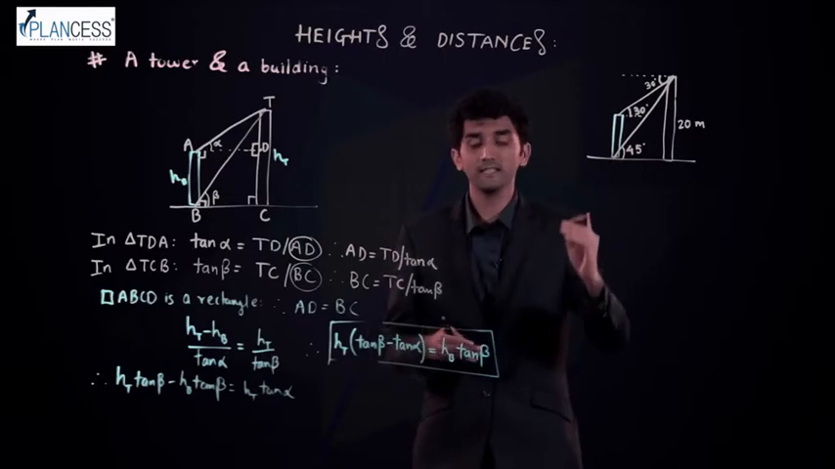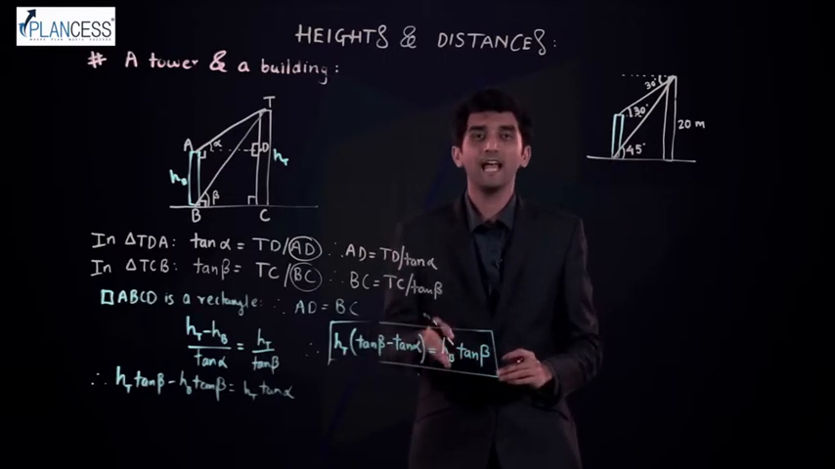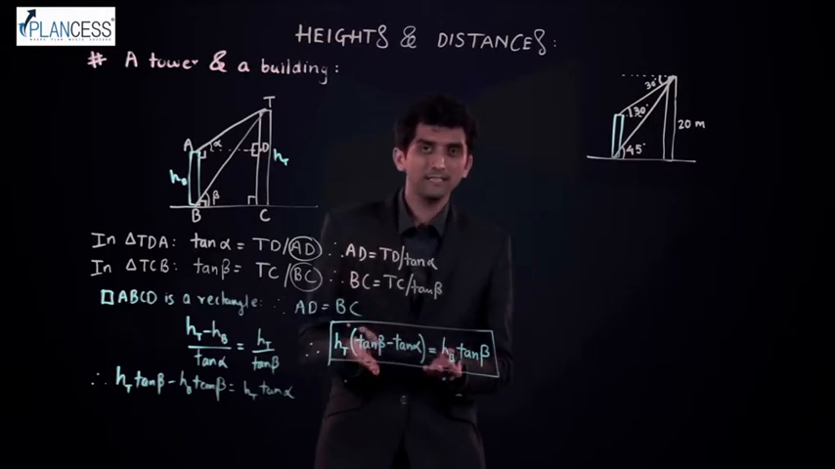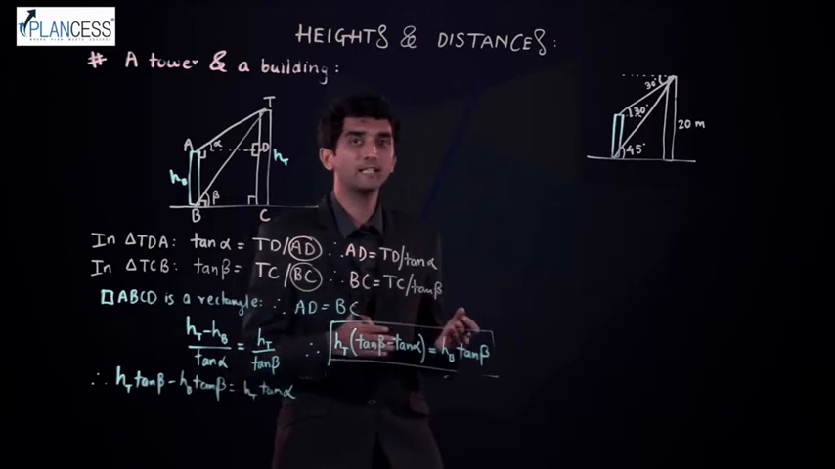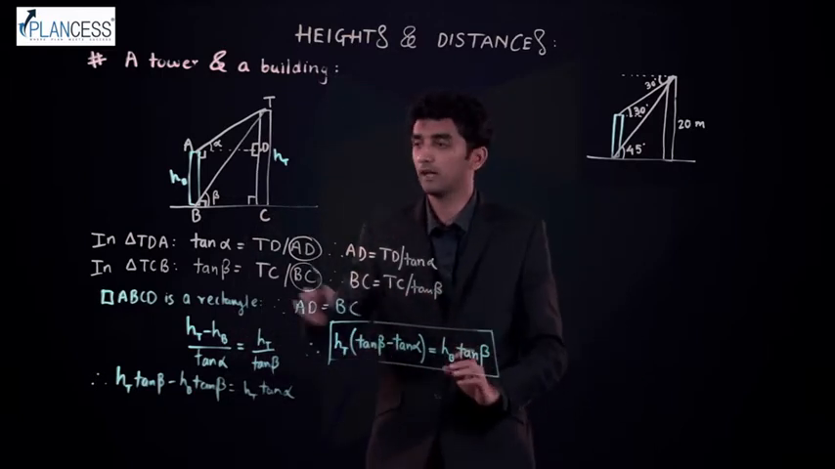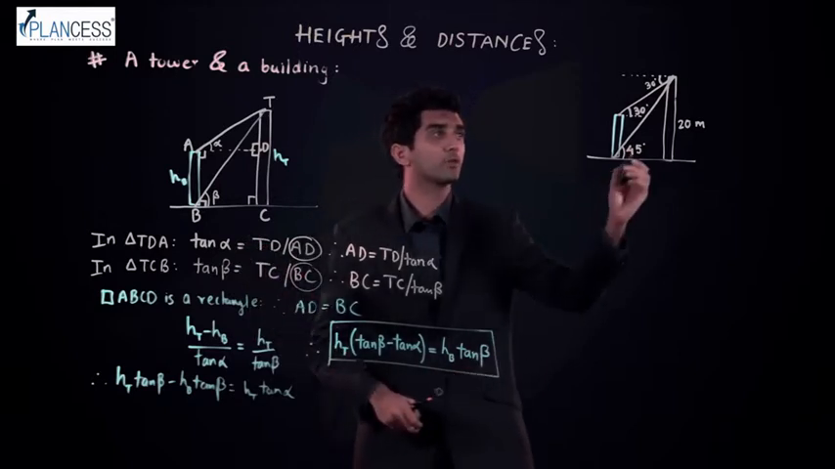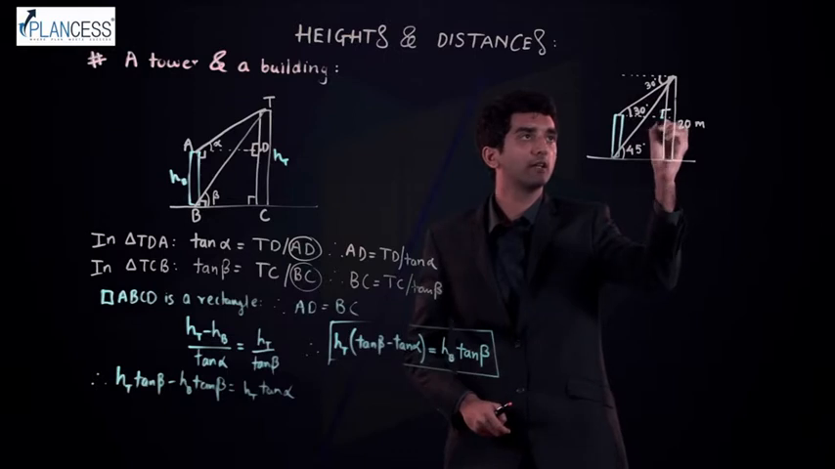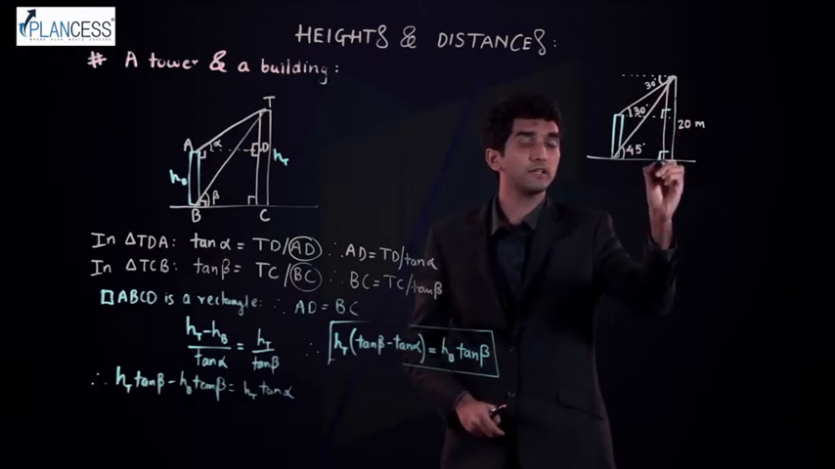Alpha is 30 degrees and beta is 45 degrees, and HB is what we have to find out. So first let's use this formula directly, and I leave up to you how to do this problem without using the formula. You have to do the same thing. You have to apply tan in this particular triangle. You have to apply tan in this particular triangle as well.